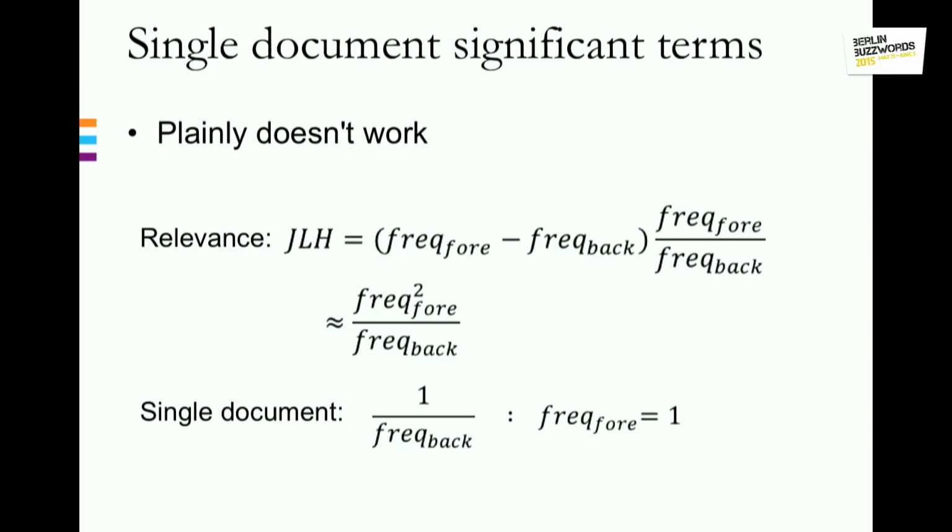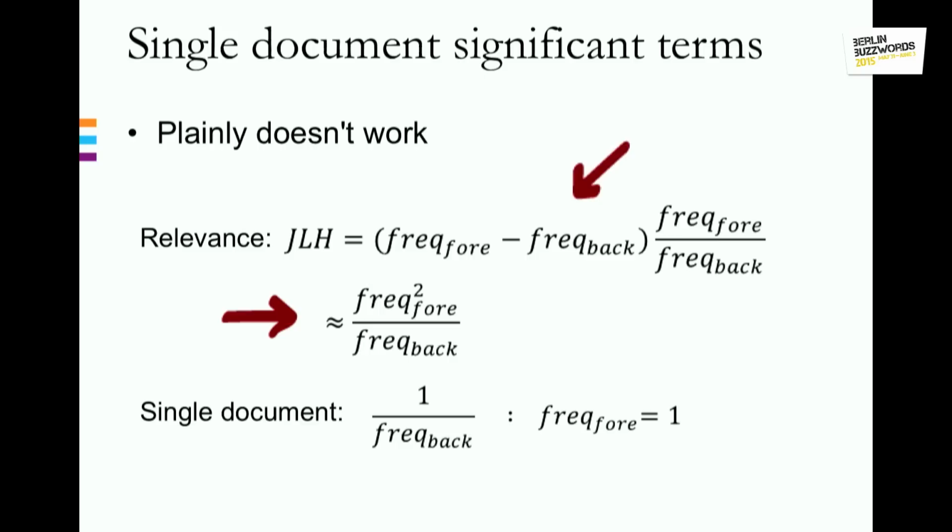So I'm going to talk briefly about using significant terms on single documents. Elasticsearch doesn't really support this. They have a minimum document count, and you can go below it, but as it turns out, it never does anything useful. And that is because of what's on this slide, the JLH, the default scoring algorithm used for significant terms. It's not very well documented, but if you look at it, it's the difference of frequencies of the foreground and the background, multiplied by the ratio of the foreground and the background. It turns out this linear term is pretty irrelevant, so it basically boils down to the ratio between the square of the foreground and the background.